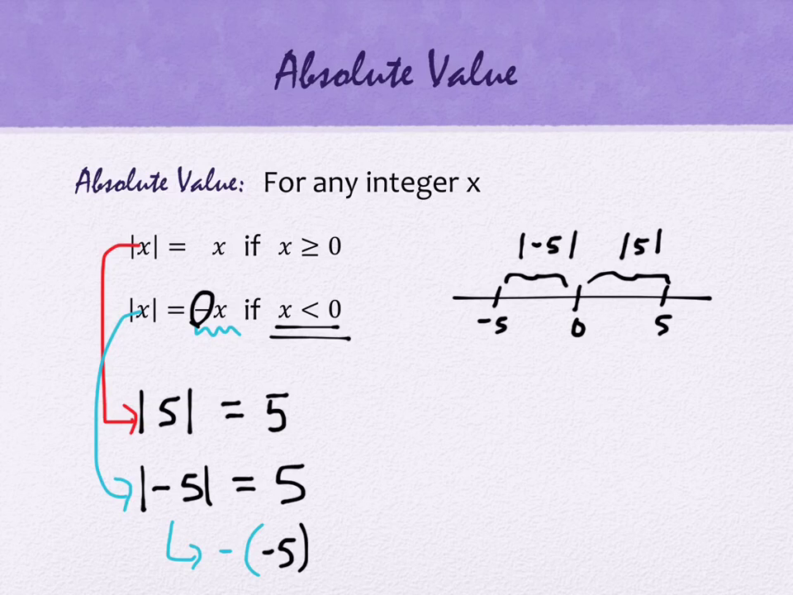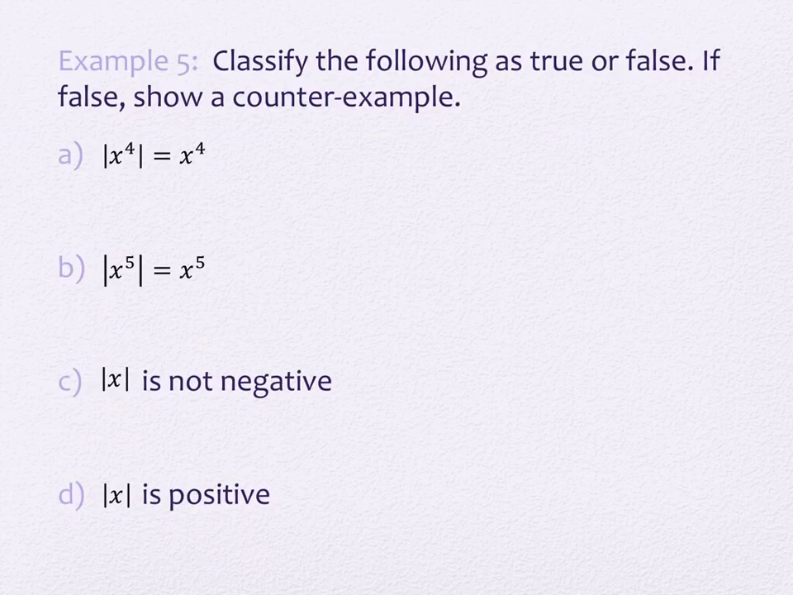Okay, so we're going to do some examples with these, and we're going to play with these signs and these images a little bit. It says to classify the following as true or false, and if it's false, we show a counterexample. If it's true, we need to think to ourselves in our mind why it works. That's a good practice to be in. But if it's false, we want to create an example that shows why it doesn't work.